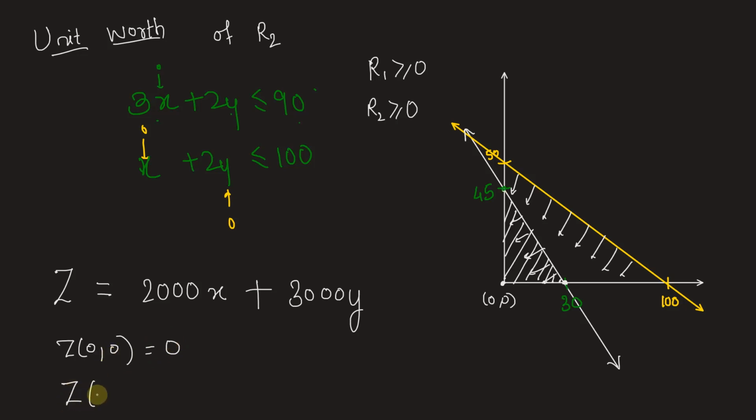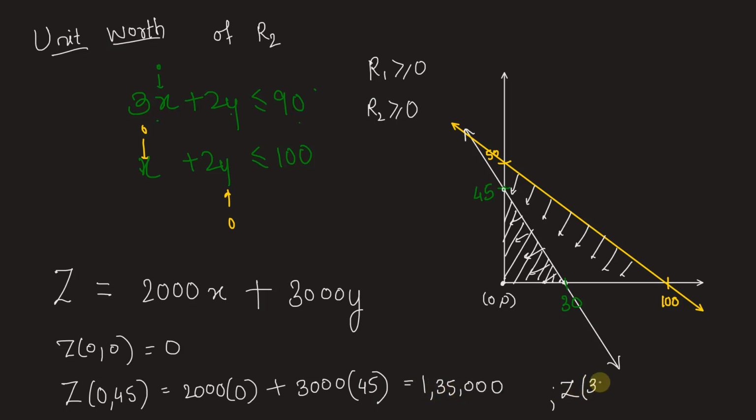We'll calculate Z at (0, 45). So we have 2000 into 0 plus 3000 into 45. This gives us the profit of 1,35,000 rupees. If we calculate it for (30, 0), we get the profit as 30 into 2000 plus 0, which is 60,000. So clearly we can see that the maximum profit we obtain is rupees 1,35,000, which is for 0 units of product P1 and 45 units of product P2.